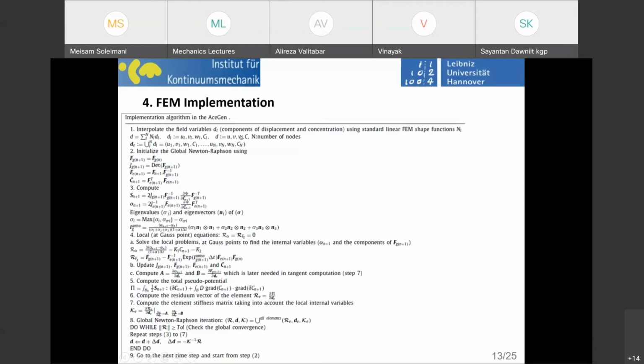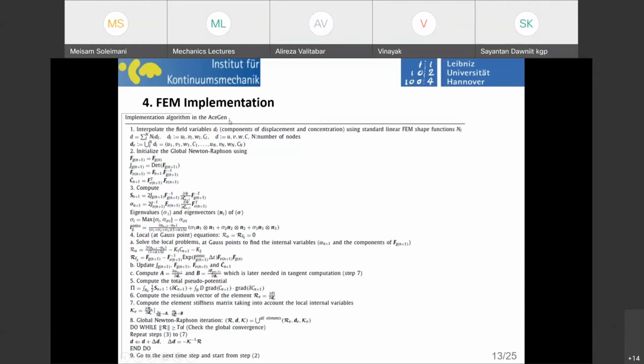This is the point. And of course, at the Gauss point, we have some historic variables that are called alpha. I told you this alpha. This alpha is exactly similar to this plastic multiplier that is defined at the Gauss points. And then this local problem is to be solved at the Gauss points. So this is the way that we implement it.